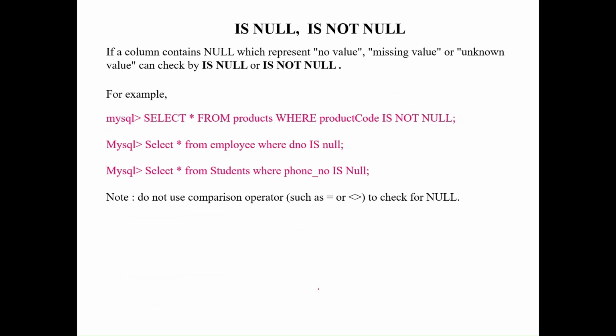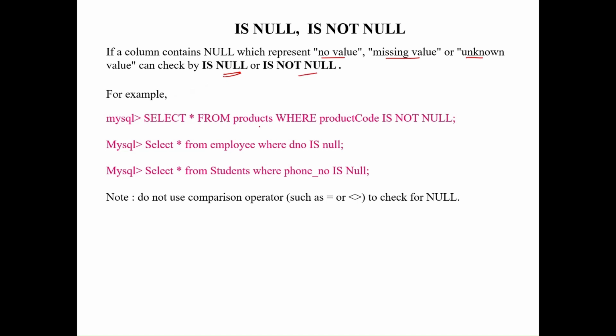Null means when the value is unknown to us, or when we do not specify any value, or it is a missing value. That time we use the null data. For example, if the employee is selected and the department is not specified, that time you can specify the null. Or for example, if the student doesn't have any phone number, then you can specify the null.